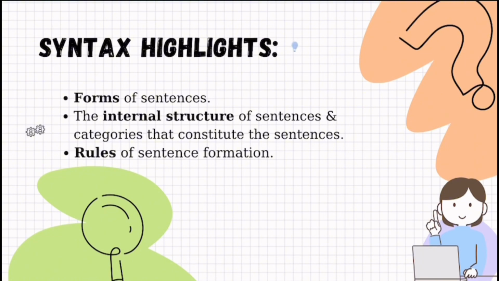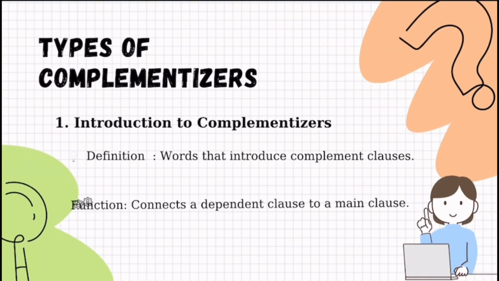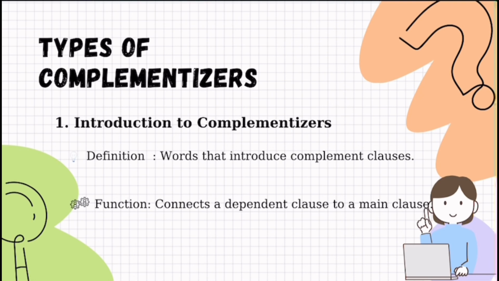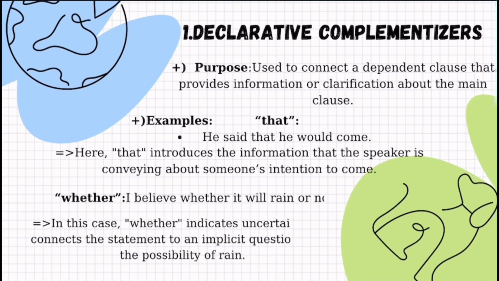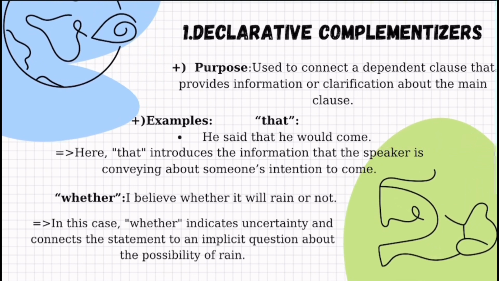And then Thảo Anh will present about types of complementizers. We've moved to the type of the complementizer. For the first, I want to introduce the complementizer. So what is a complementizer? It's a word that introduces a complement clause, and its function is to connect a dependent clause to a main clause. The first type is declarative complementizer.